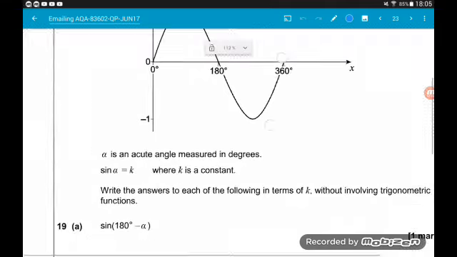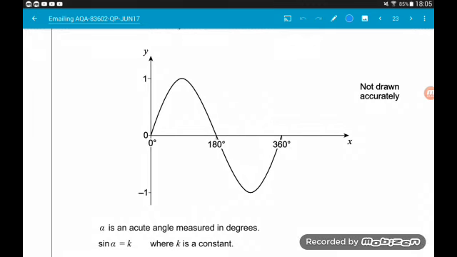So, first of all, what I'm going to do is play with the graph a little bit. k is just a constant. So, let's go down a bit. Let's say this is our horizontal line, roughly.